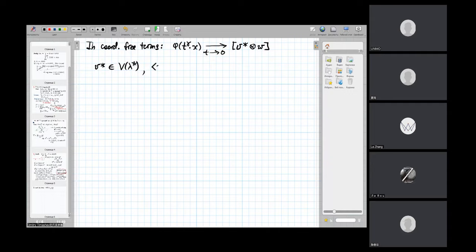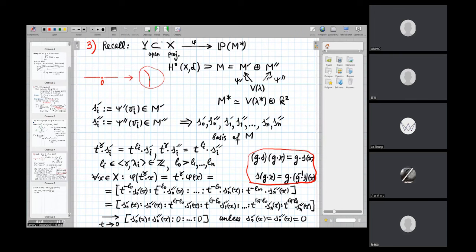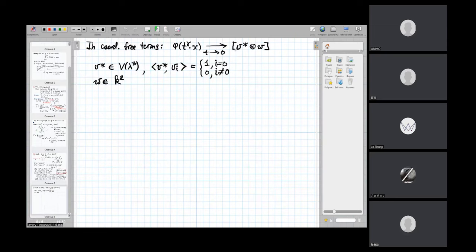So v star paired with v_i equals 1 if i is 0 and 0 otherwise. So it is a vector in the dual basis. And w is some vector in k to the power 2. So this form of the limit point explicitly means that this limit point is of this form. And so this guy sits in the product. So w is determined by x, right? Yes, of course. This point is determined by x initially.